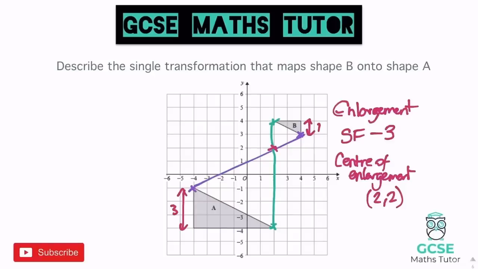Also, you might just want to note here that if it had been from A to B, it would have been the other way around. It would have gone from 3 down to 1. And my scale factor, if I was going from A to B, would be exactly the same description, but my scale factor would be -1/3 because it's getting 1/3 of the size going the other way. So two different ones, but the description would be exactly the same.